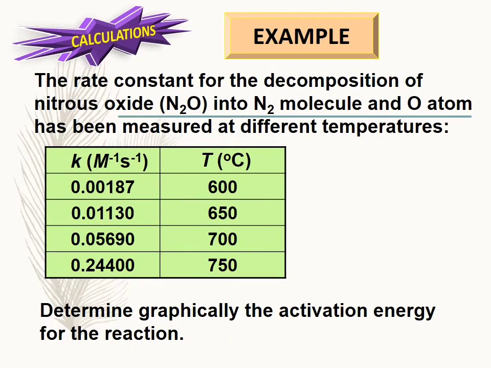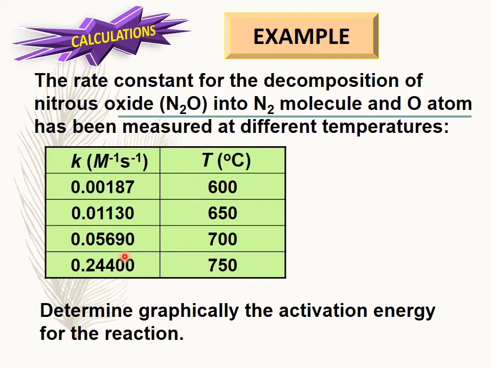Okay, next class. Another example of calculation here. So kita tengok dekat sini. Dia kata kat sini rate constant for decomposition of nitrous acid into nitrogen molecule and oxygen atom has been measured at different temperature. Okay, so you are given the table here. We have value of rate constant and temperature. Okay, determine graphically. See the sentence graphically. Maksudnya you need to plot graph.